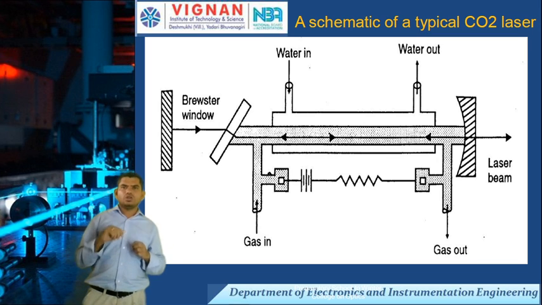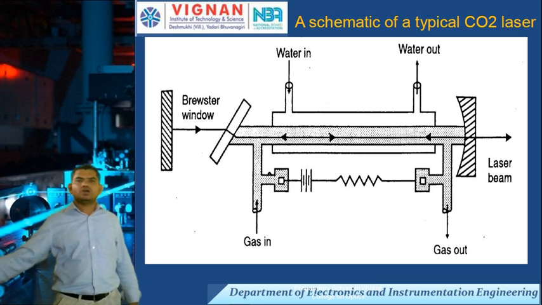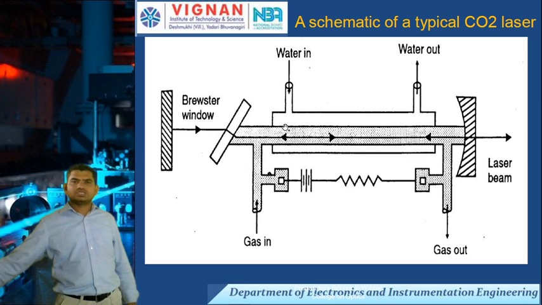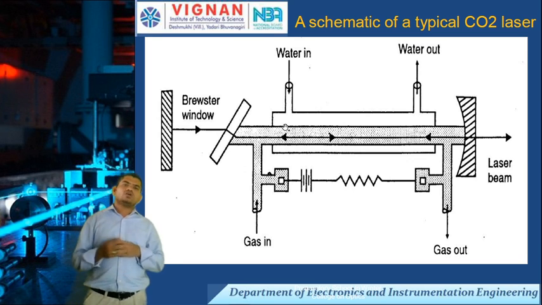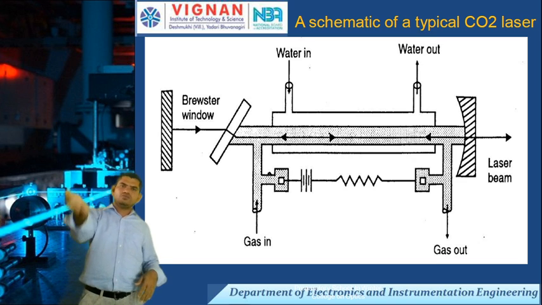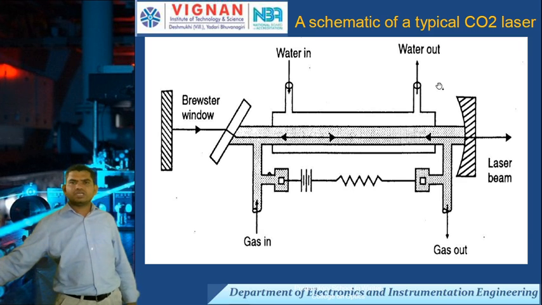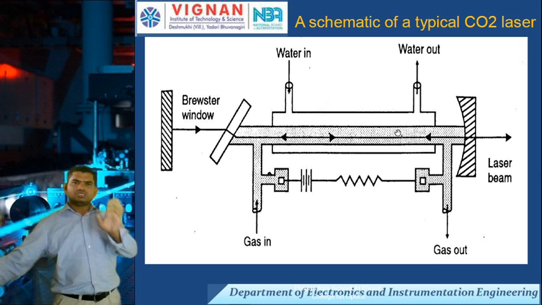To control and monitor this total setup, we have to continuously supply cooling. One coolant is also required. For the coolant, we give a water input, and we get a heat output, the water output. Okay, this is the basic schematic of the carbon dioxide laser.